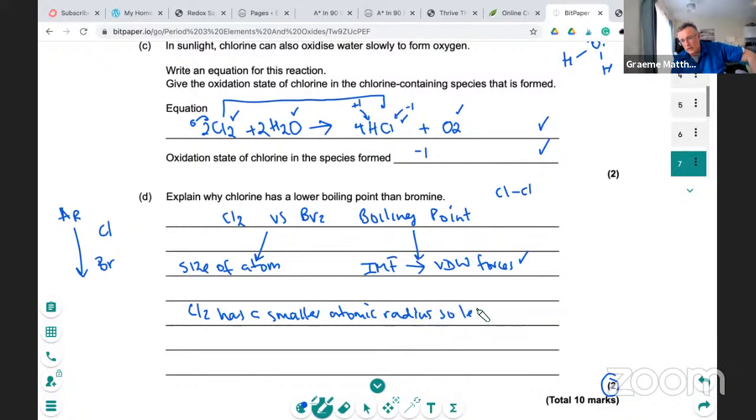So less van der Waals forces between the molecules. So the boiling point is less. Do you see, chemists, right? 2 marks. Think of it like vertical stacking. You've got to put down the fact, then you've got to explain why. So boiling point is less because less energy is needed.